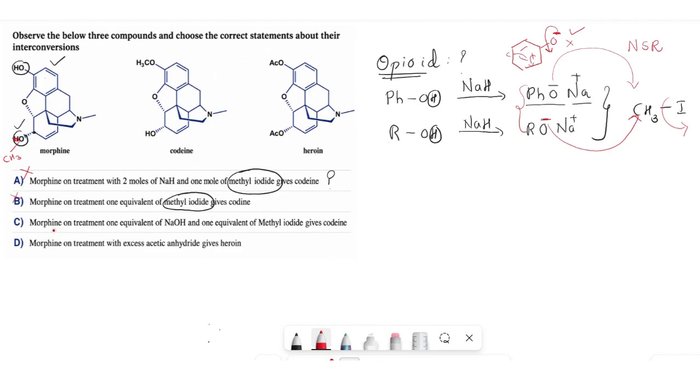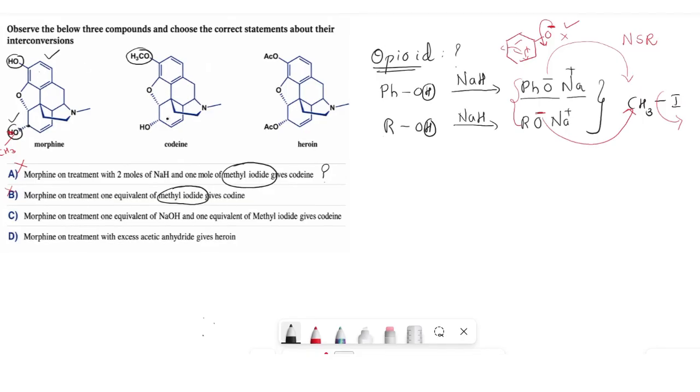Now let's check option C. Morphine on treatment with one equivalent of sodium hydroxide and one equivalent of methyl iodide gives codeine. Here the equivalence is pretty important because selectively we are doing the methylation on the phenol, right? How to do this is the correct method shown in option C. Between a phenol and an alcohol, phenol is more acidic. So let's make use of this point and selectively react the phenol with the base.